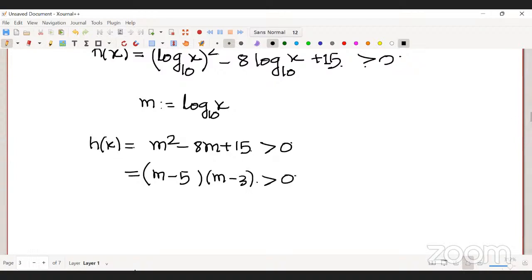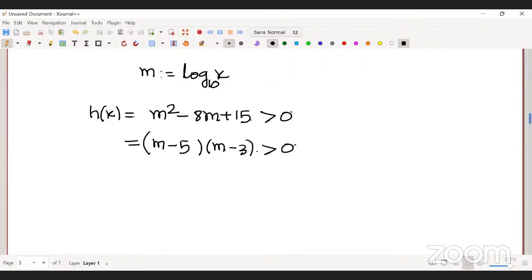When is this greater than 0? When m is greater than 5, or when m is less than 3. So when m is greater than 5 or m is less than 3, sir. Okay.